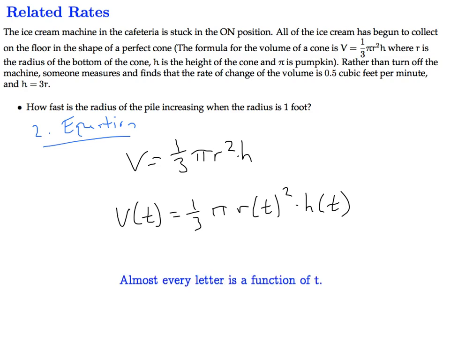Okay, we have to remember this. Almost every letter is secretly a function of t. It depends on time. Now the important thing is that sometimes you're going to have to build your own functions. You are going to have to come up, either through geometry or formulas that you're supposed to know, with a way to build an equation to relate things together. It's not always going to be given for you.